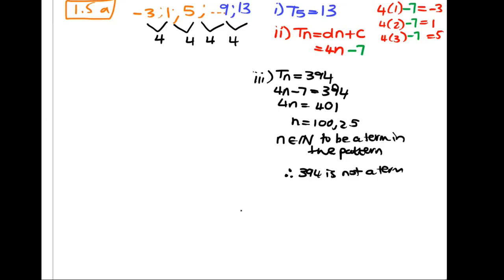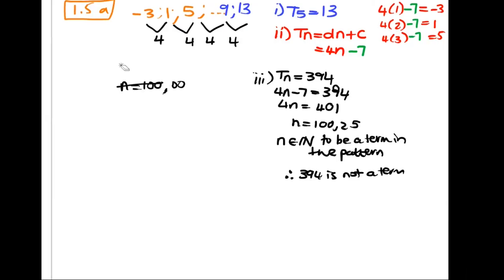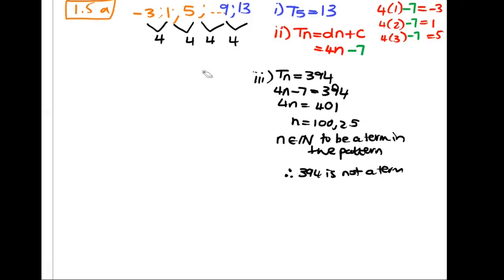Okay, so the important concept, don't use the word decimal because if you got the answer n equals 100, you can write comma 0, 0. That's a decimal. So it's not the decimal that's a problem. The problem is that it is not a natural number. That is the reason why that term is not in the pattern. So it's not because it's a decimal, it's because it's not a natural number.